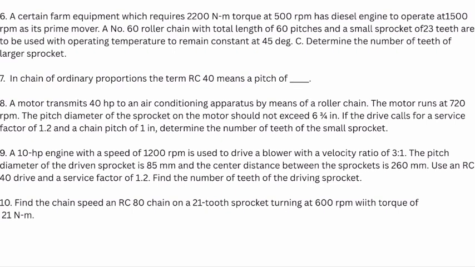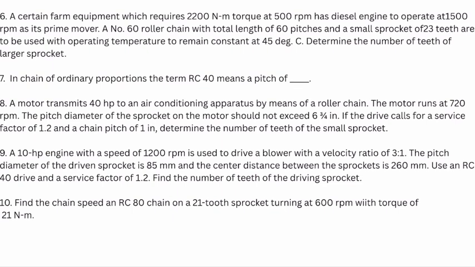Number 9. A 10 horsepower engine with a speed of 1,200 rpm is used to drive a blower with a velocity ratio of 3:1. The pitch diameter of the driven sprocket is 85 mm and the center distance between the sprockets is 260 mm. Using an RC40 drive and a service factor of 1.2, find the number of teeth of the driving sprocket.